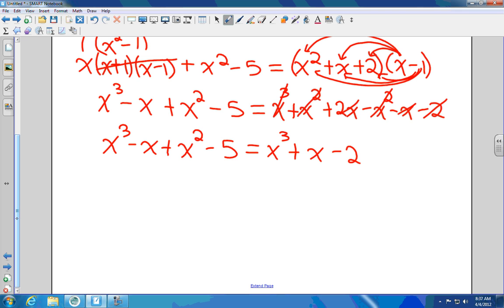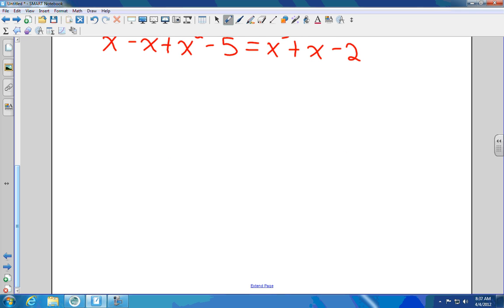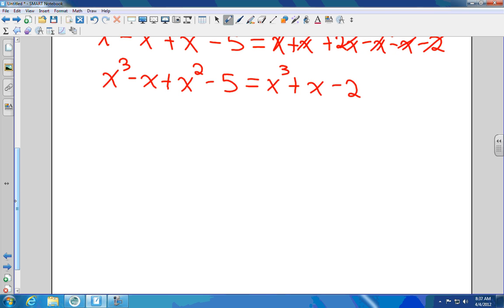So what's going to happen when we start moving things around down here? What's the first thing that's going to happen? X cubes are going to cancel. If you subtract this one over, it's going to cancel. X cubed minus x cubed.